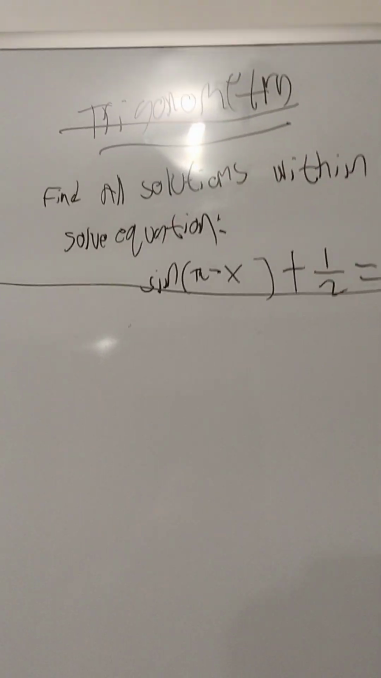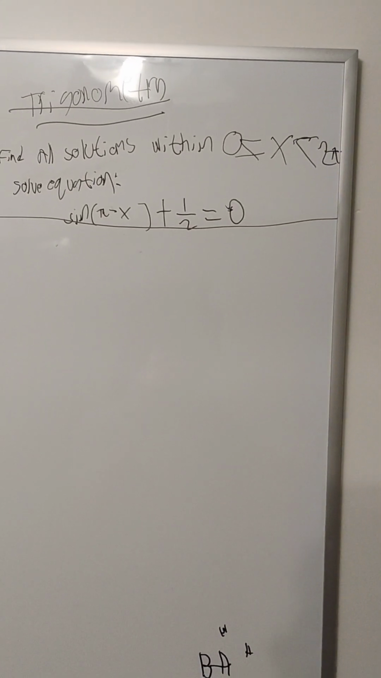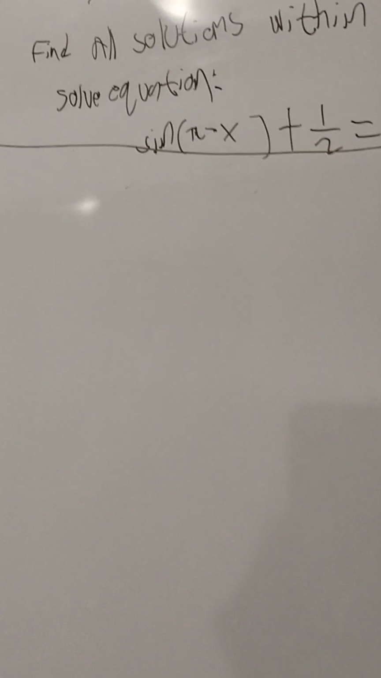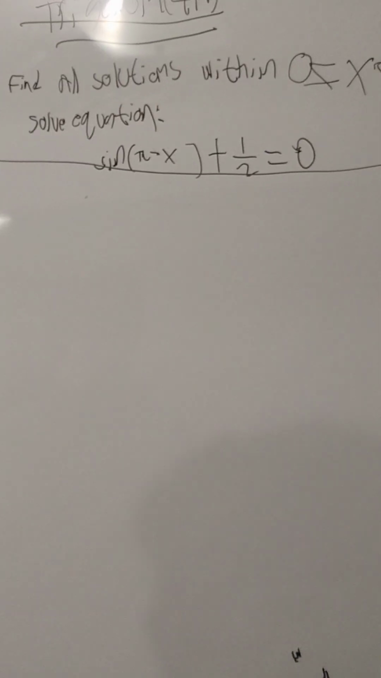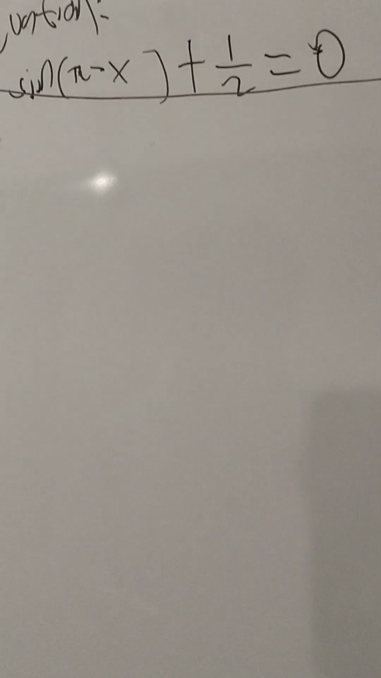Hi, so welcome back. Today we're going to do trigonometry, and we're going to find all solutions within 0 is less than or equal to x, which is less than 2 pi, which you can know as 360 degrees. And then we have the equation, sine of pi minus x plus 1/2 equals 0. So let's go ahead and solve this equation first and find all the solutions within this range.